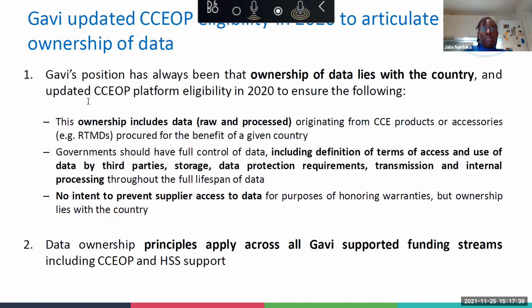Specifically for CCOP, data ownership was updated in 2020 as an eligibility criterion. So if manufacturers are providing the equipment and countries are buying this equipment using GAVI's funding support, irrespective of the stream, this principle applies.